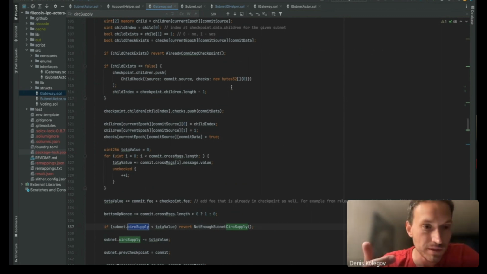No, tokens are sent to the target subnet from any subnet. It can be the parent, it can be a root network or non-root network, a sibling network, it doesn't matter. But if we send some tokens to the subnet, then it will be accumulated in the circulating supply variable.